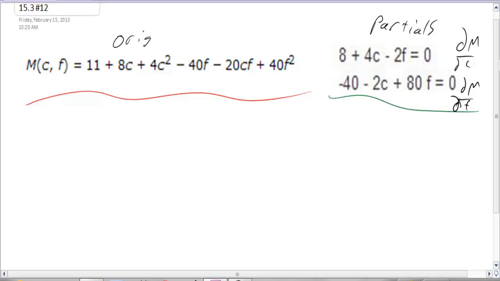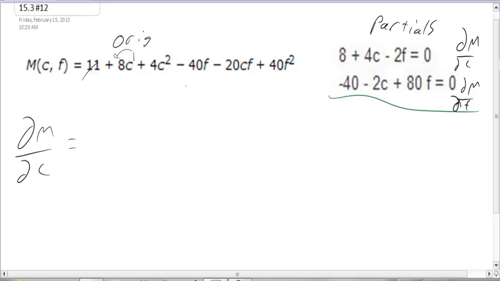Looking at the first one, the partial of m with respect to c. First term, there are no c's, it's just an 11, so it's 0. Second term, there's a c to the first, so we bring that out to the front. That gives 1 times 8c to the 0. Anything to the 0 is always 1, so it leaves me with 8, like you had. Perfect. The next term is c squared, so the 2 comes out to the front, making it 2 times 4c to the first, which gives us 8c. You only had 4c, so we need to check that.